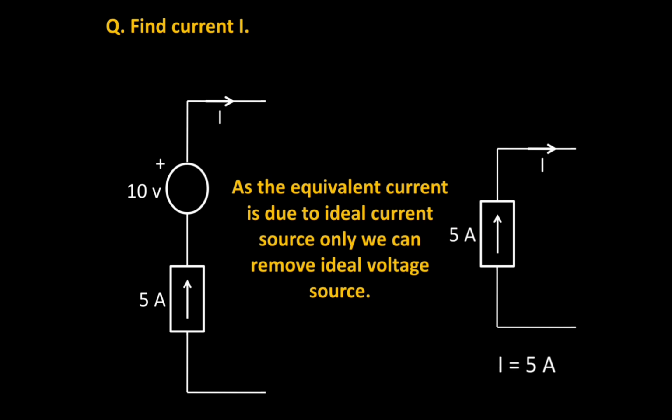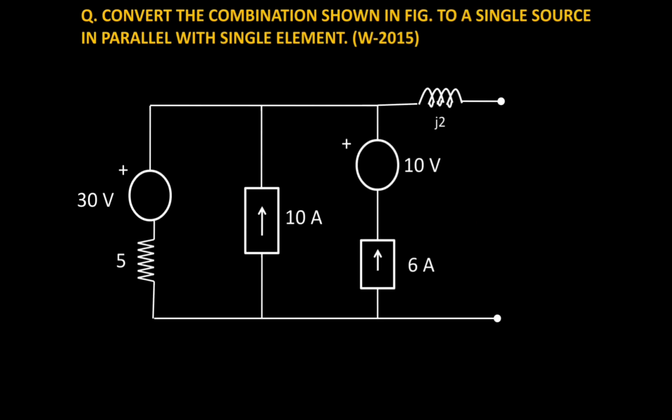Now depending on that rule we will solve one problem using source transformation. The problem is: convert the combination shown in the figure to a single source in parallel with a single element. So the circuit is given and we have to find a single source in parallel with a single element. It means that in parallel a single element is connected, hence we have to find a current source, because only in a current source is there an element connected in parallel. So we have to convert this network into a single current source.